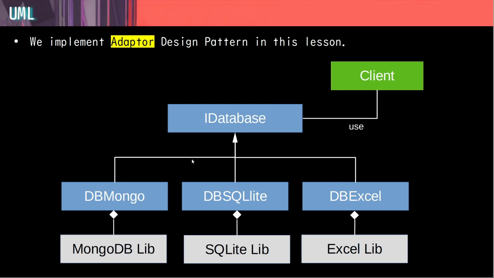And we're going to implement three children from this interface. One of them is MongoDB. We call this class DB Mongo in order not to conflict with the name of the solution. The second one is DB SQLite. And the third one is DB Excel. Okay, so next.